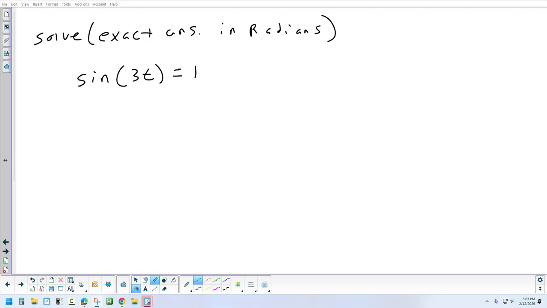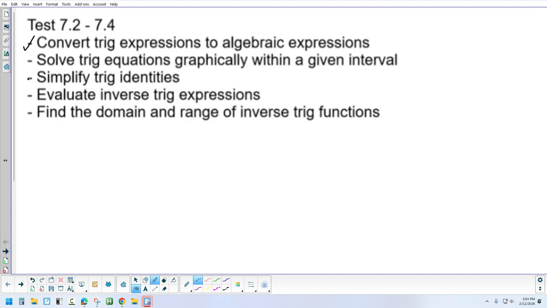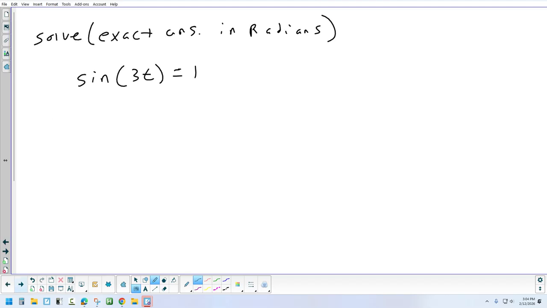Okay, so next question we're going to look at is solving a trig equation graphically. And we are going to solve this over the interval from 0 to 2 pi, because it does say to do it over a given interval. So solve exacts from 0 to 2 pi. If we're solving over a specific interval, do we put plus the period times n on the answer?